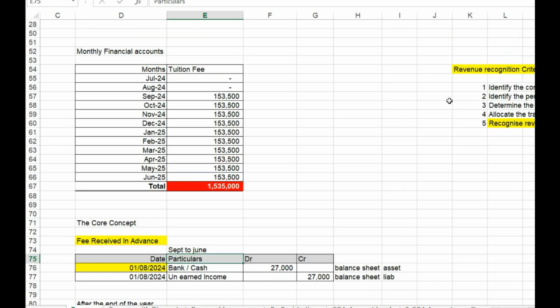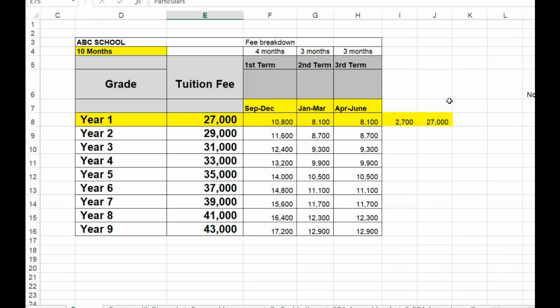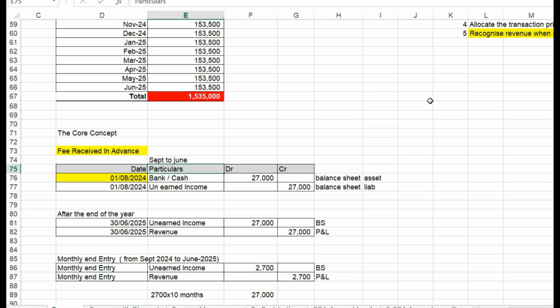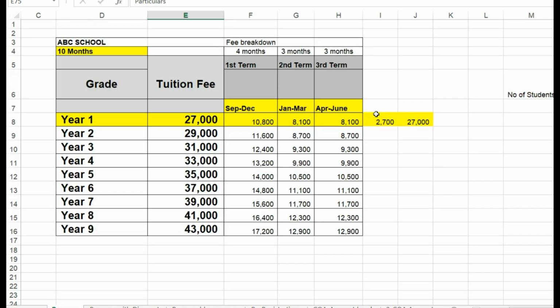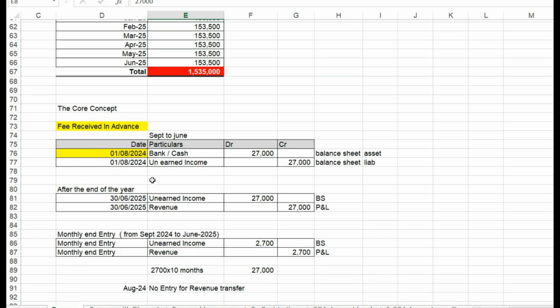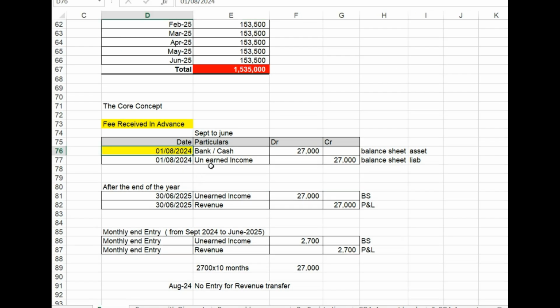Alright, now let's understand with the help of an example what if you have received the fee in advance. So this is the core concept. If you understand this concept, that will be very helpful for you. So suppose you have received 27,000 in advance on 1st of August 2024, and this is your full fee for the academic year, which starts from September 24 to June 25.